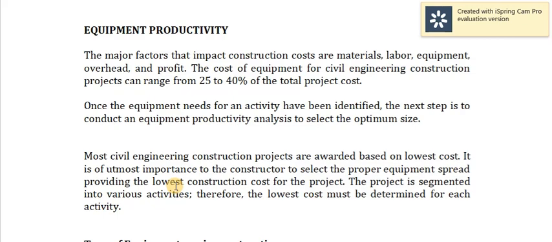Hello guys, this is the second part of our lecture on construction. So next up we have equipment productivity. The major factors that impact construction costs are materials, labor, equipment, overhead, and profit. The cost of equipment for civil engineering construction projects can range from 25 to 40% of the total project cost.